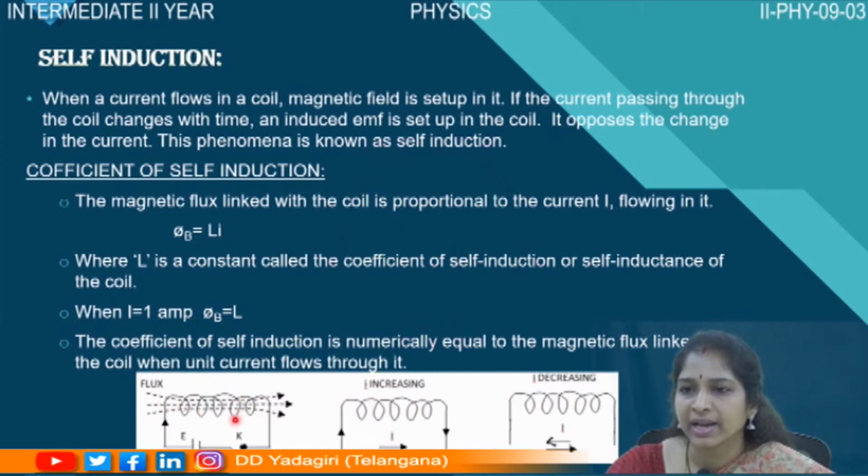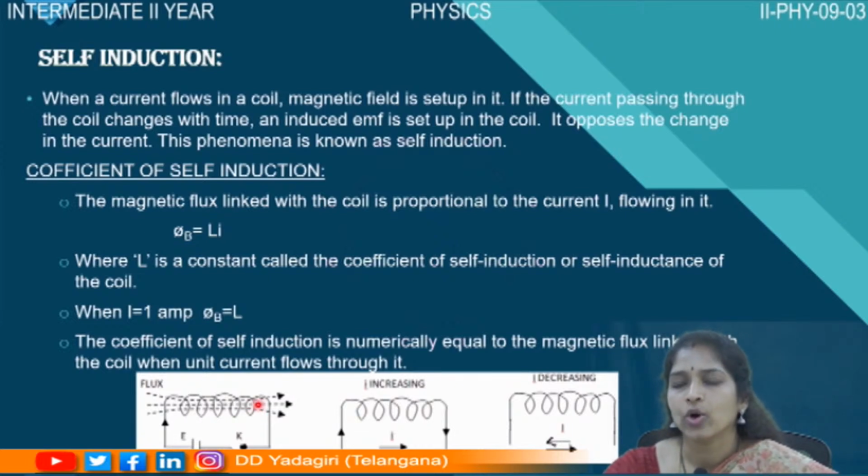So the number of magnetic field lines cutting across this coil are increasing. Due to the increase in that magnetic field, there will be a change in the magnetic flux. When there is a change in the magnetic flux, what will happen? EMF is induced, and it further produces current. When this is happening in the same coil, then that is called self-induction.